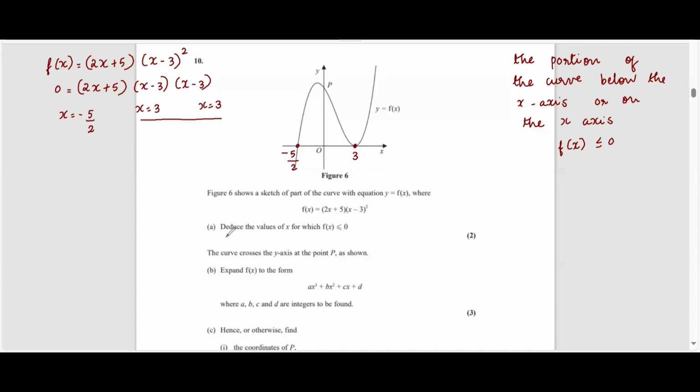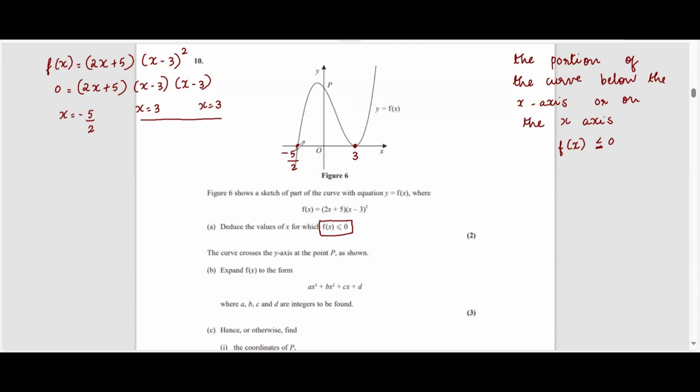The question here: deduce the values of x for which f of x is less than or equal to 0. Now f of x less than or equal to 0 means the portion of the curve below the x-axis or on the x-axis. Or on the x-axis, the reason is that it has that equal to sign. So f of x less than or equal to 0 means the portion of the curve which is below the x-axis or on the x-axis.